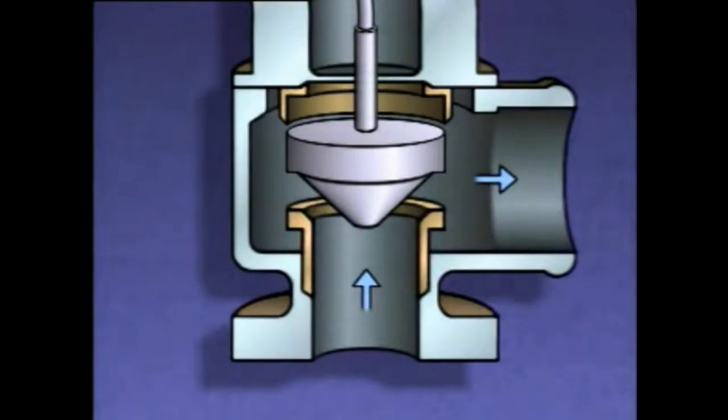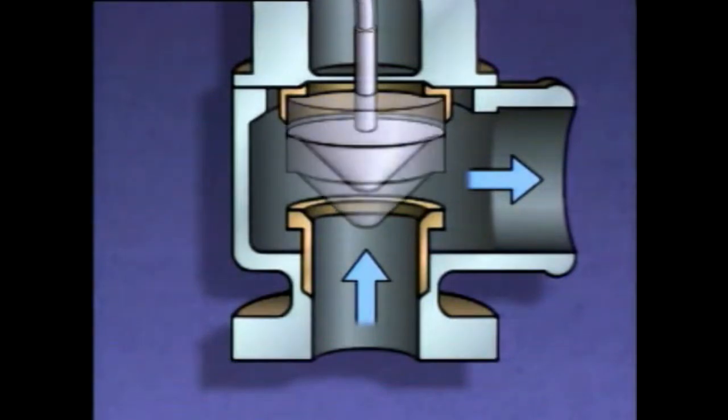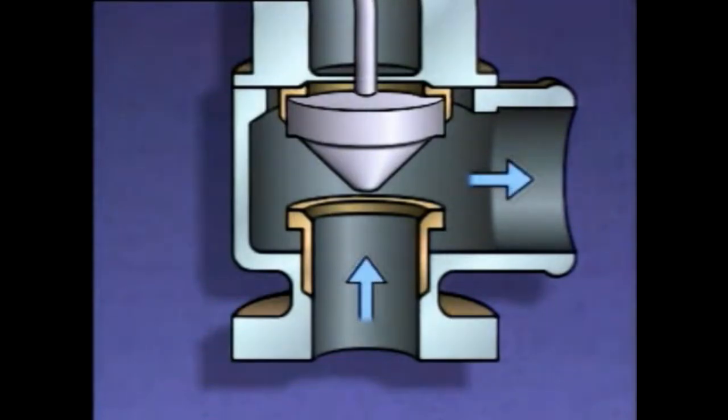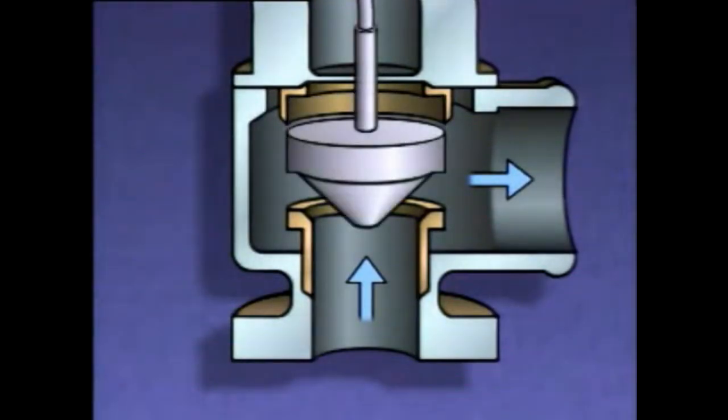If pressure in the system keeps getting higher, the pressure acting on the bottom of the disc will also increase and cause the disc to lift even higher. Once the excess pressure in the system has been relieved, the system pressure will begin to drop. As pressure goes down, the force acting on the bottom of the disc also decreases. Eventually, the force exerted by the spring takes over and pushes the disc down.